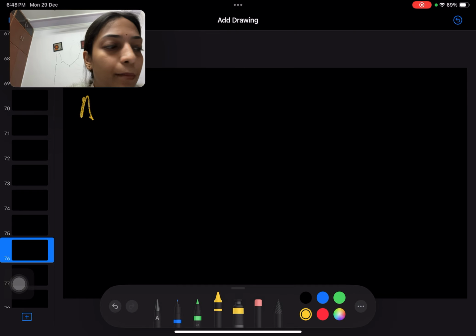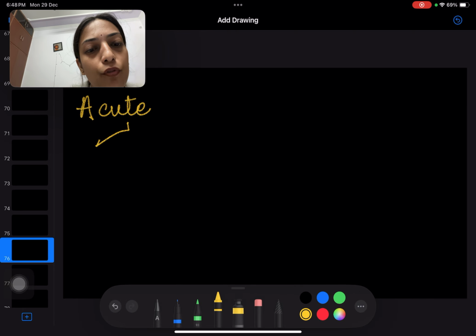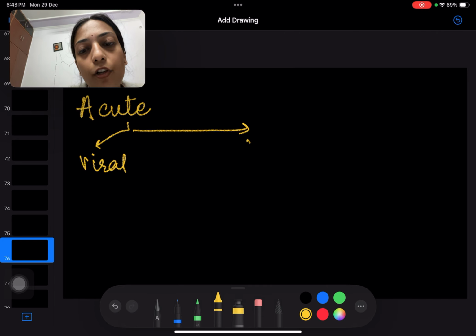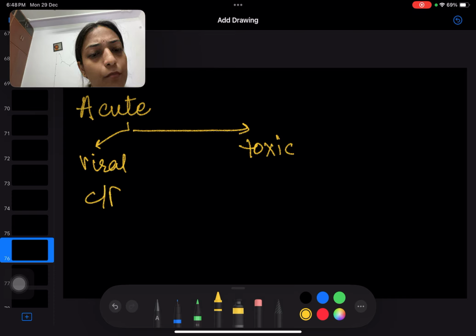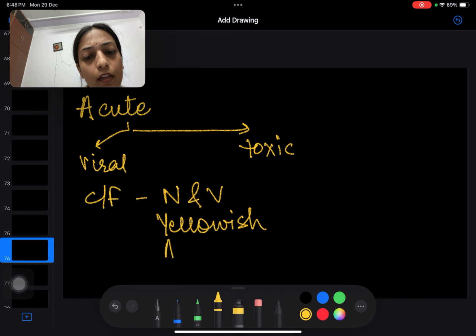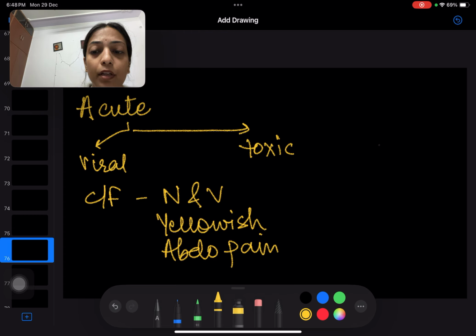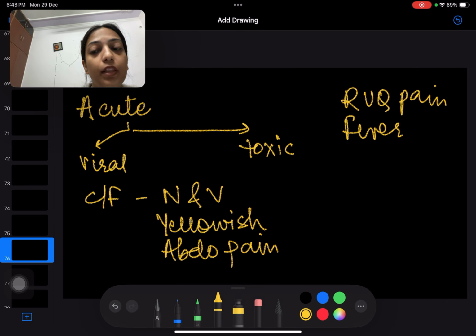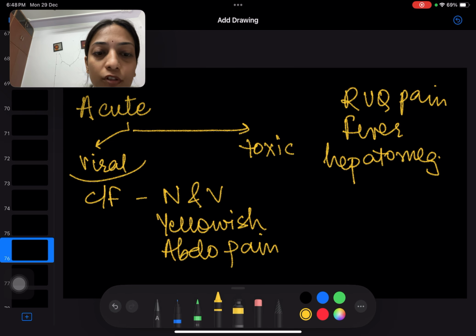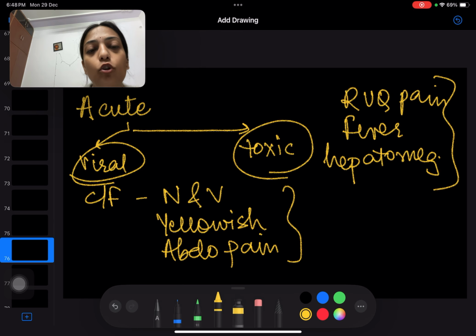So let's talk about acute hepatitis. Acute hepatitis can be of two types: acute viral hepatitis and acute toxic hepatitis. The clinical features remain more or less the same, which you must have seen very commonly in your ED: nausea, vomiting. The patient will tell that whatever I eat, everything comes out. Slightly yellowish discoloration of skin. There can be abdomen pain, right upper quadrant pain, fever, and hepatomegaly. So for both viral and toxic hepatitis, these are going to be the common clinical features.